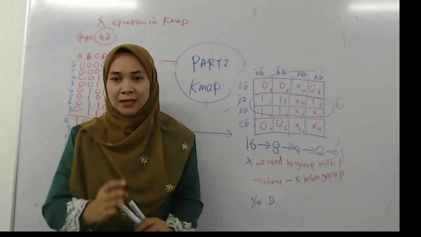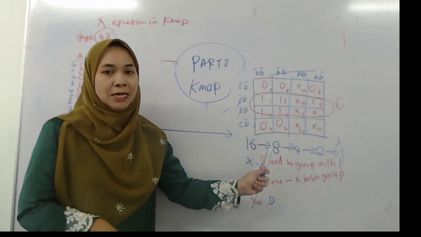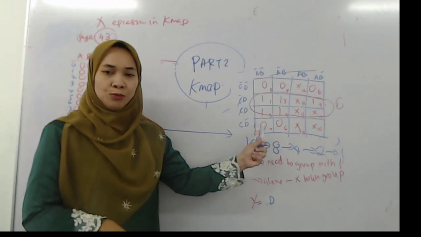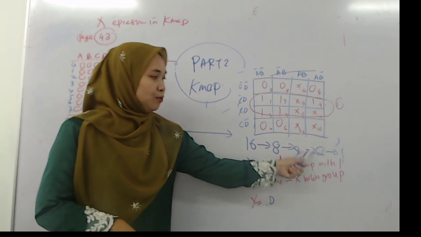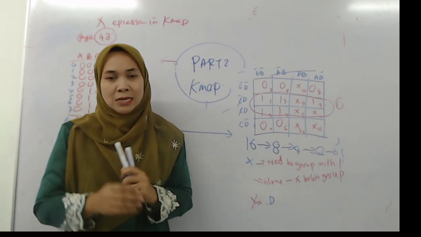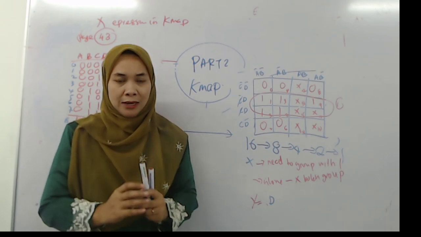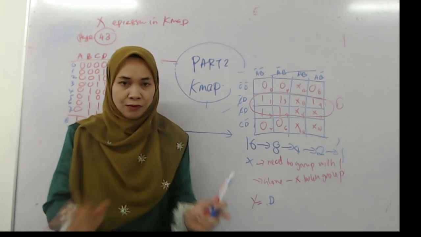Again, the technique is that when we want to group, we group according to the number. Is there 16? All 1s. Is there 8? 4, none. 2, no 1. If there is, then we must consider the number of X, because X can be 0 and 1. It will need, if you want to group with a 1, X alone we cannot group.